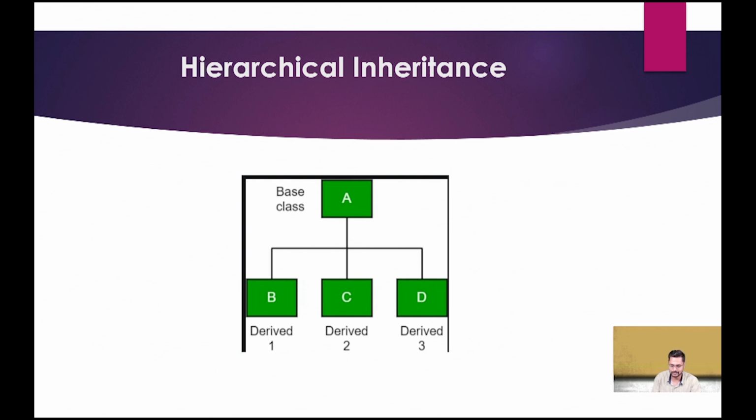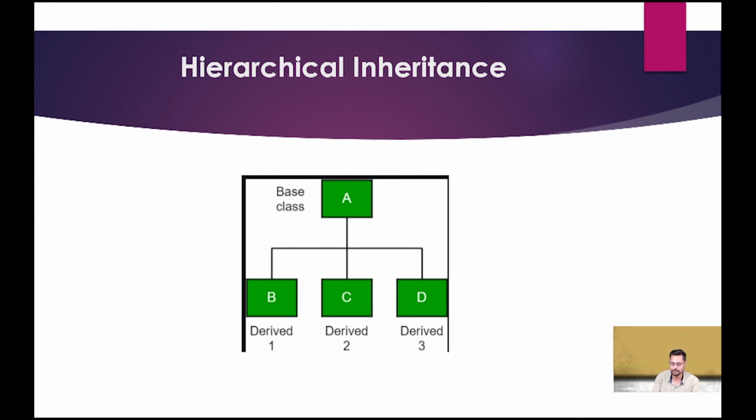Next one is hierarchical inheritance, right? In this case you can see that there is a base class or parent class, and there are three child classes, or we can say three derived classes, right? So B is the child of A, C is also the child of A, and D is also the child of A. So A is the father of B, C and D. So B, C and D are brothers and sisters, we can say.